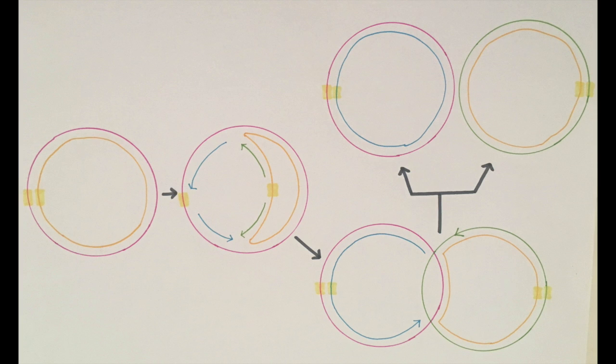In the end, two circular DNA molecules will be produced, each containing one old and one new strand, hence why DNA replication is described as semi-conservative.